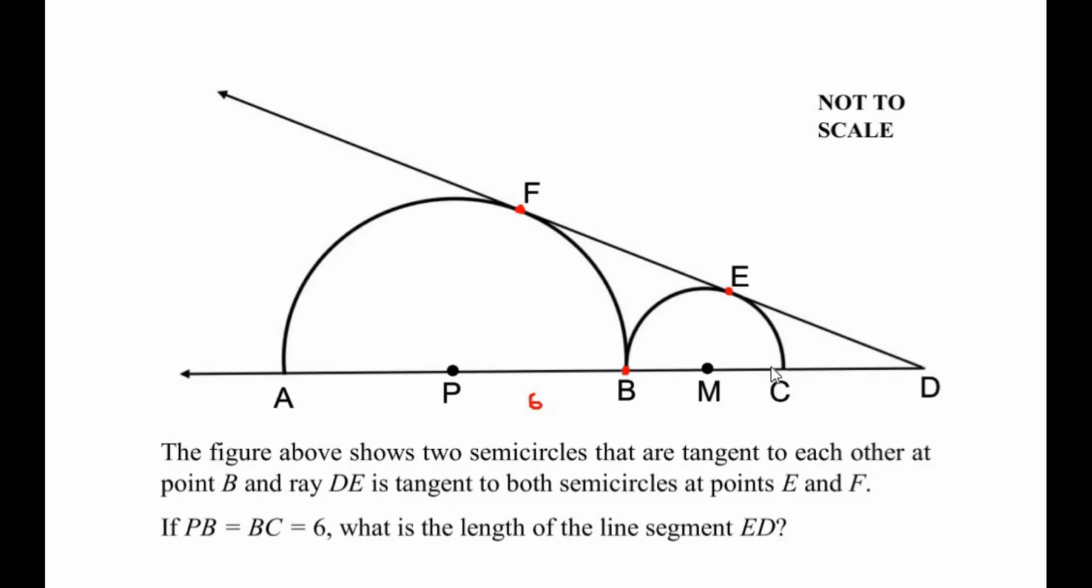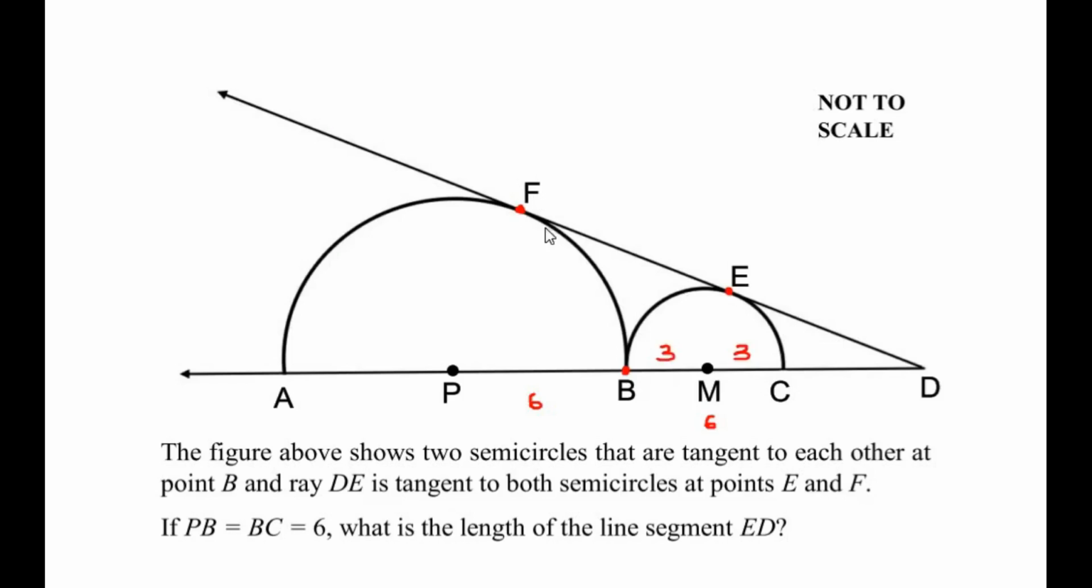For the small semicircle, the line BMC acts as a diameter since M is the center of the circle and BC is a line passing through the center. So the length of the diameter is given as 6. So if the diameter is 6, we can take BM as the radius. So it will be half of the diameter. So we can write here 3. Similarly, MC is also 3.